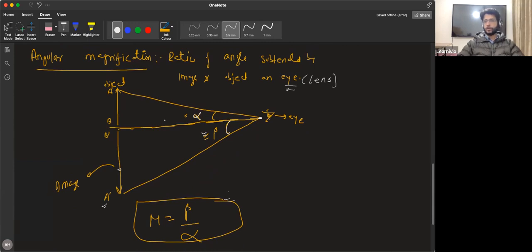So in all instruments, we'll be calculating angular magnification, not the linear magnification. We are not going to calculate the ratio of the height of the image and the height of the object. We are going to calculate the ratio of the angle subtended by the image and the object on the eye. Just note it down. Then we'll start the instrument.